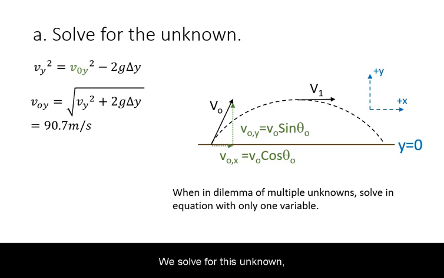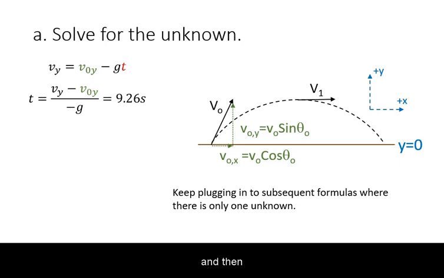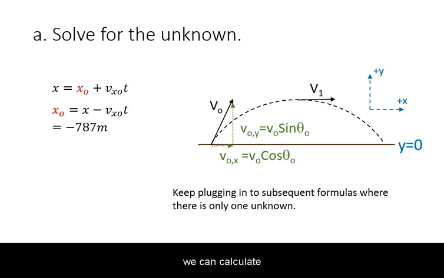We solve for this unknown, keeping in mind that the vertical velocity at maximum height is, once again, zero, and then use the solution for it to plug back in to another equation. Once we know time, we can calculate the initial position from which the shell was fired.